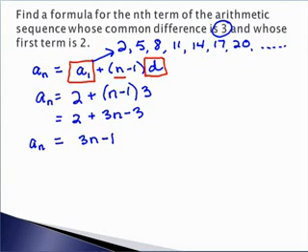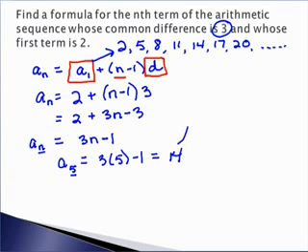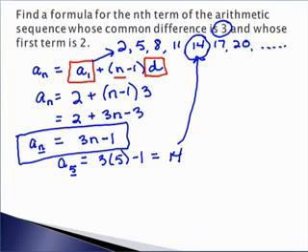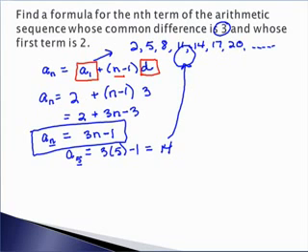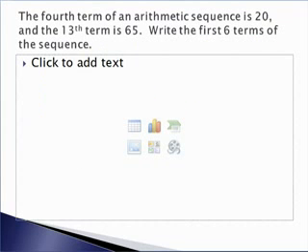So if this is true, then the value of the fifth term we would get by replacing the n with 5. So 3 times 5 minus 1 is 14. And let's go back up here and look. There's the fifth term, and the value is 14. So here is our formula then that we were looking for. The formula for the nth term. Okay, so let's go to this one.